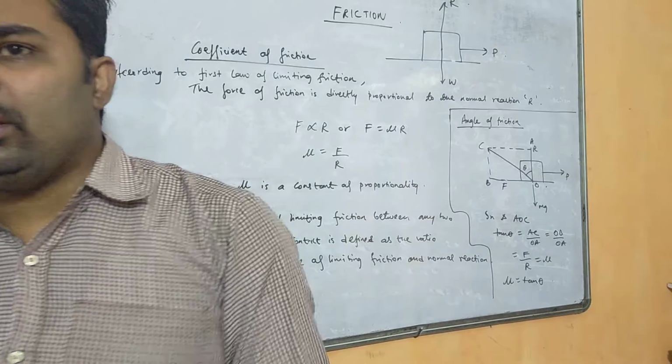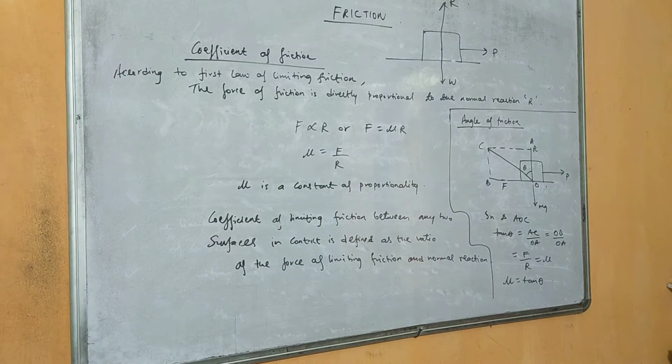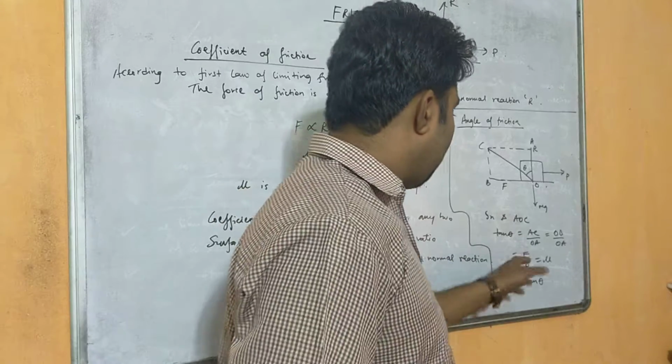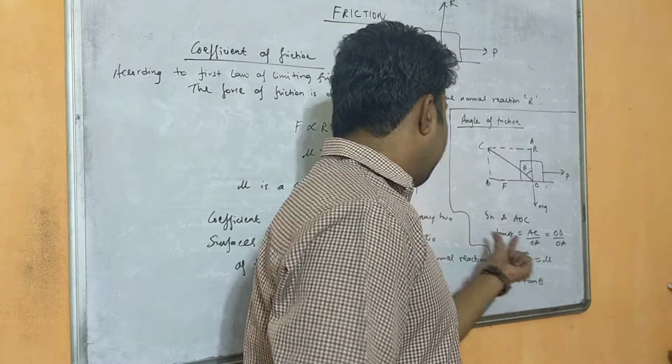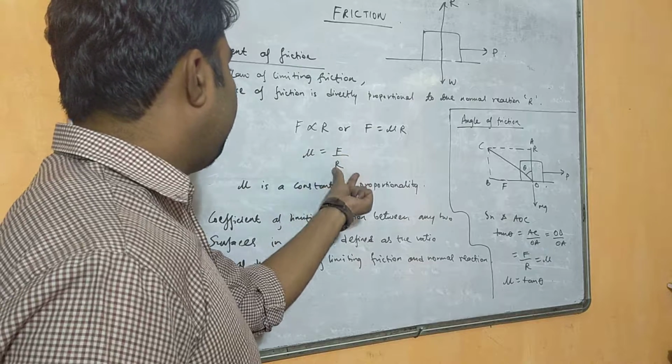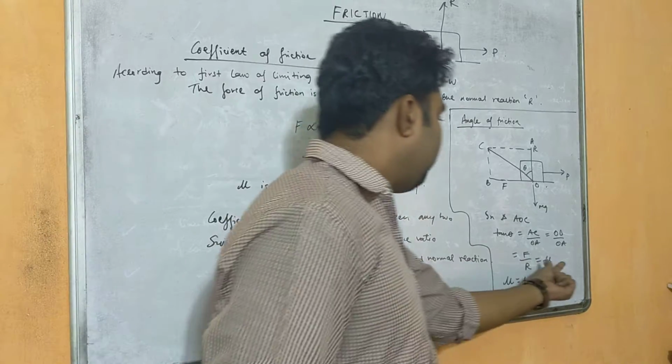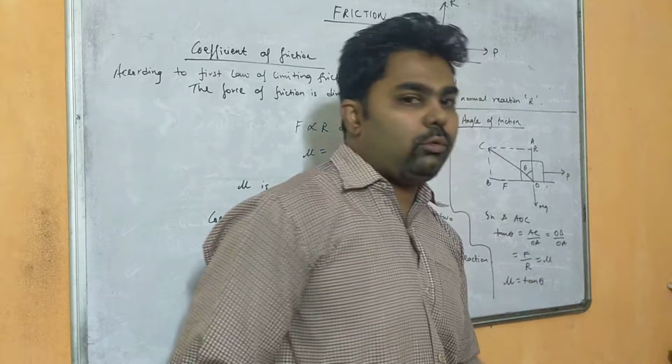So what is OB here? From the diagram you can see that OB can be denoted by F, that is the frictional force which is acting in backward direction, and OA is the reaction force. So therefore tan theta equals F by R. And what is F by R? Because F equals mu R, so mu equals F by R. So in place of F by R, what have we substituted? Mu. So therefore mu equals tan theta.